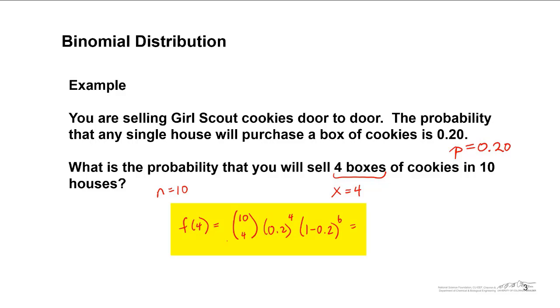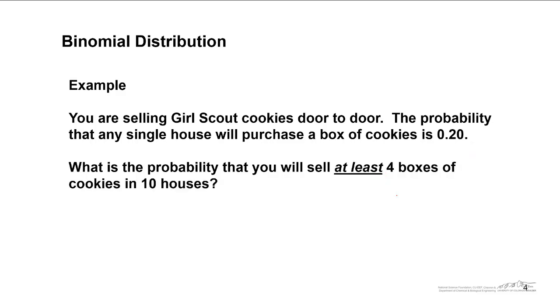So we could write it like this, f of 4, exactly 4 successes. We can write it as such, and when you plug this into your calculator, you get about an 8.8% chance. About a 9% chance that you're going to sell 4 boxes of cookies in 10 houses, and that's exactly 4 boxes.